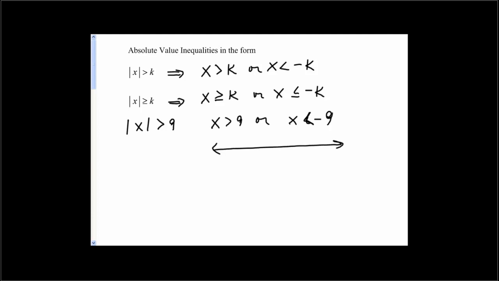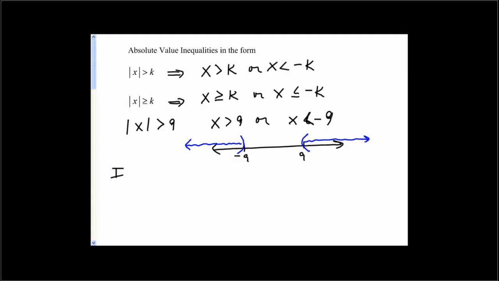Graphing this solution, we need negative 9 and 9 on the number line. X is greater than 9, so that means all numbers larger than 9. The 9 is not included, so we use the round parenthesis. X is less than negative 9, that means all numbers smaller than negative 9. And again, negative 9 is not included, so we use the round parentheses.